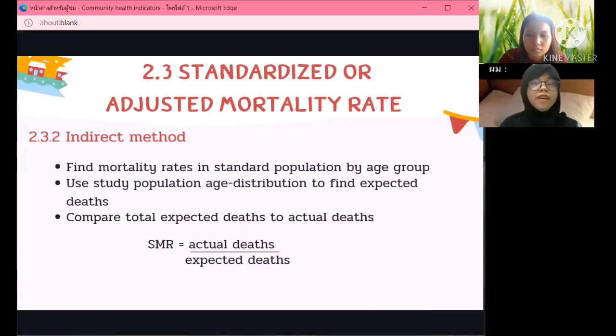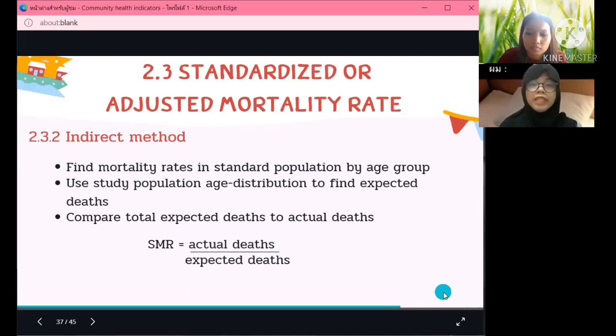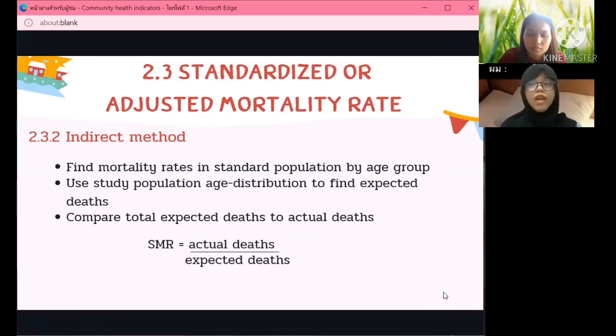Indirect method: define the mortality rate in the standard population by age group. Use the study population age distribution to find the expected deaths. Compare the total expected to actual deaths, where the SMR equals actual deaths divided by expected.